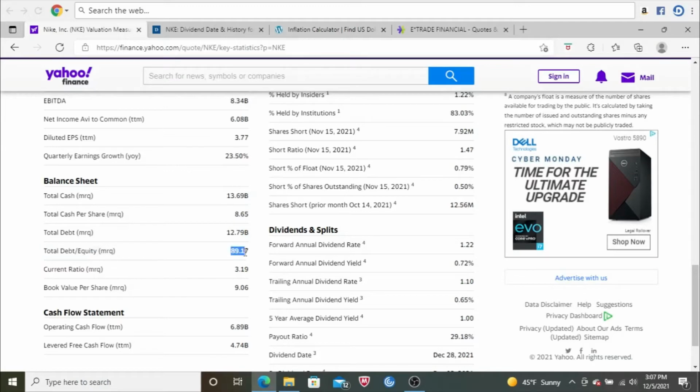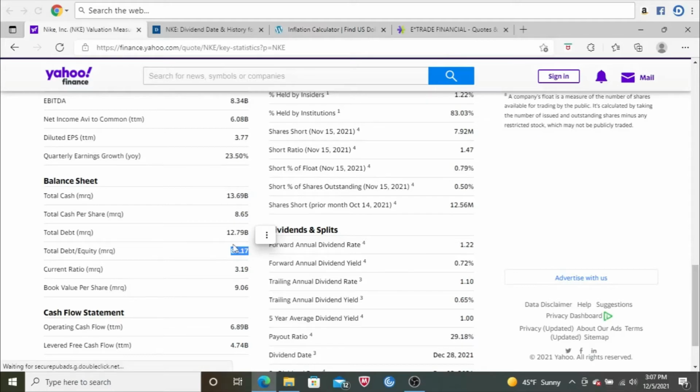And with this being well under 100, that's awesome. That's a very low debt to equity ratio. And what that is telling me is that this $12.79 billion in debt is not a lot of money for Nike to take on. They can take on this debt and manage that risk relatively easily and really have no problems at all.